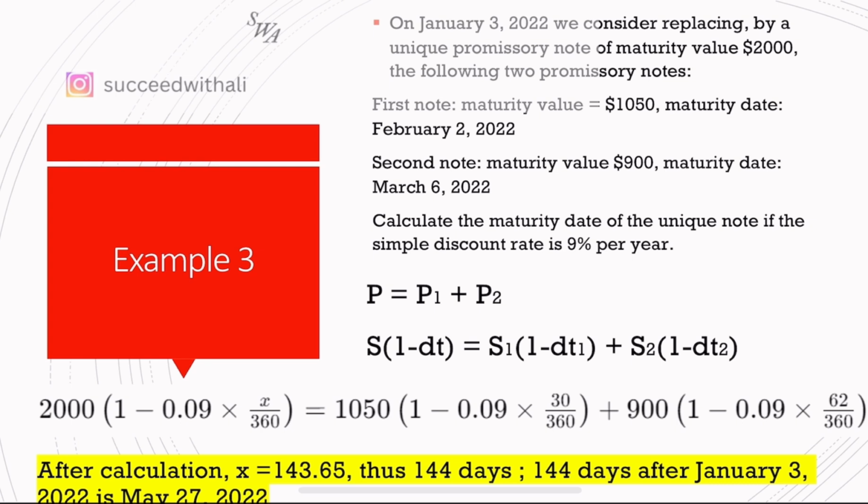From where did we get that 62? The second note's maturity date is March 6th. So from January 3rd, 2022 to March 6th, 2022, it's 62 days, bearing in mind that 2022 is not a leap year, so February is 28 days. After calculation, x is equal to 143.65, thus 144 days, and 144 days after January 3rd, 2022 is May 27, 2022.